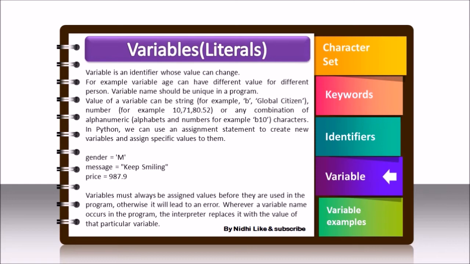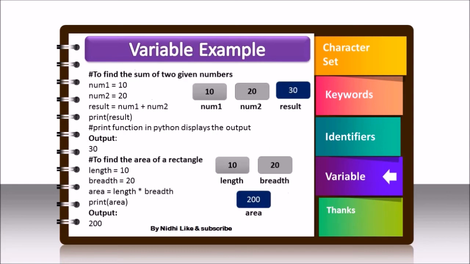Okay, to check about variables, let us understand it with some programming examples. So just see this example, I'm explaining it step by step. The program is, we have to find the sum of two given numbers. Okay, we have two numbers, we have to find the sum of those numbers.